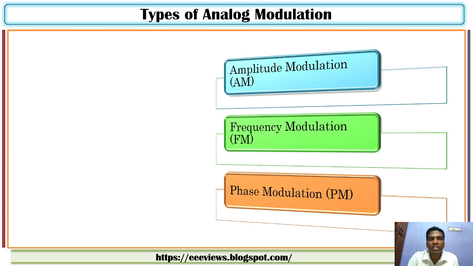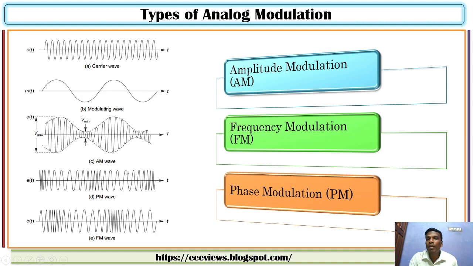Types of modulations. There are different types of modulations. Here particularly we are going to discuss the analog modulations. Analog modulation is classified into amplitude modulation, frequency modulation, and phase modulation. This modulation happens based upon the modulating signal. You can see the modulating wave here, and based upon this modulating wave, we are going to change the carrier.